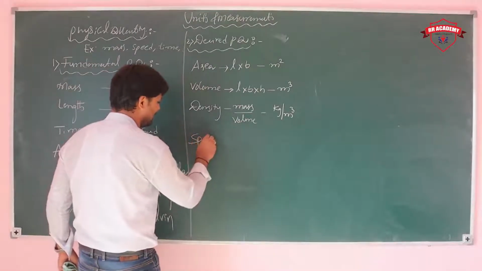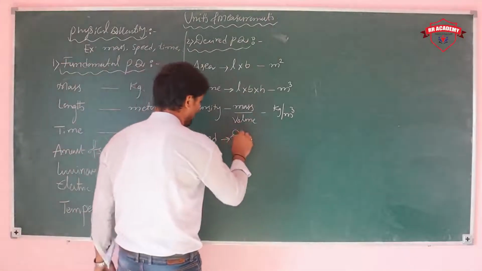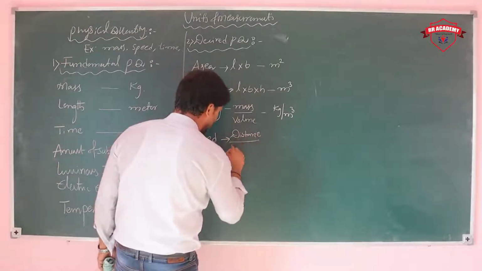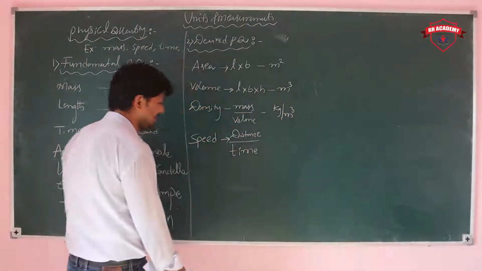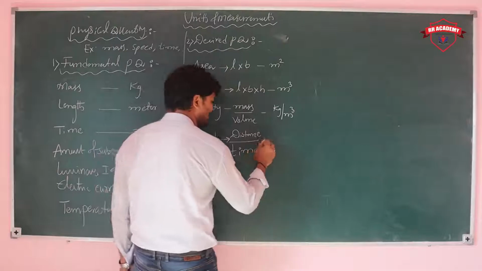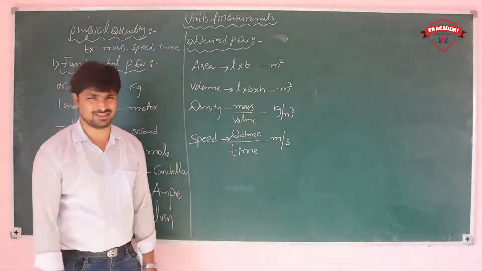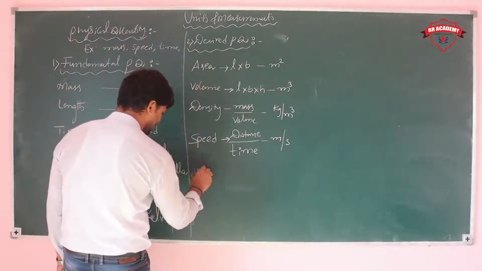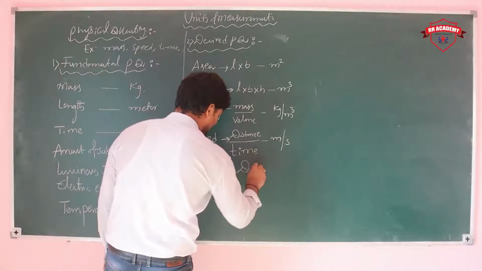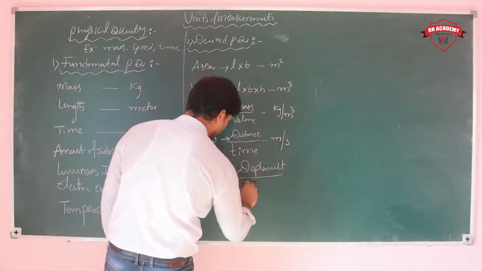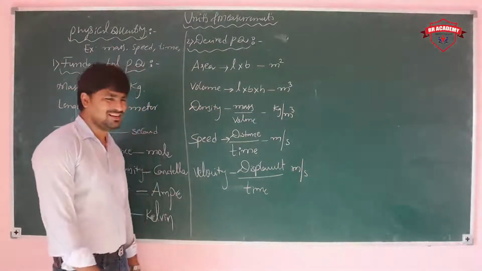Next, speed. Speed is nothing but which quantity? Speed is also a derived quantity. Why? We are defining it as distance upon time, or distance travelled by the body per unit time. So distance, meter, time, second, meter per second. Next, velocity. Velocity is also displacement upon time. This we can also take as meter per second.